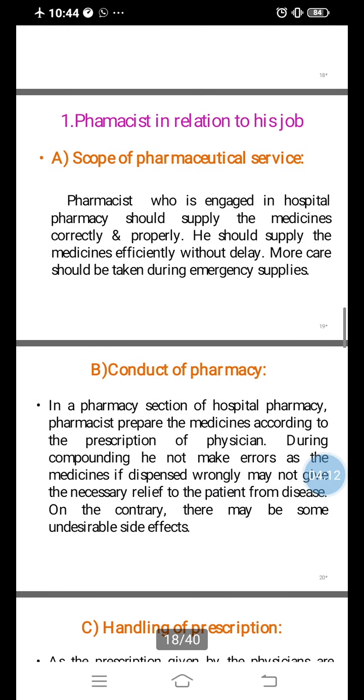First, pharmacist in relation to his job. How should the pharmacist behave in relation to his job? First, scope of pharmaceutical services. A pharmacist who is engaged in hospital pharmacy should supply the medicine correctly and properly. He should supply the medicine efficiently without delay. More care should be taken during emergency supply.